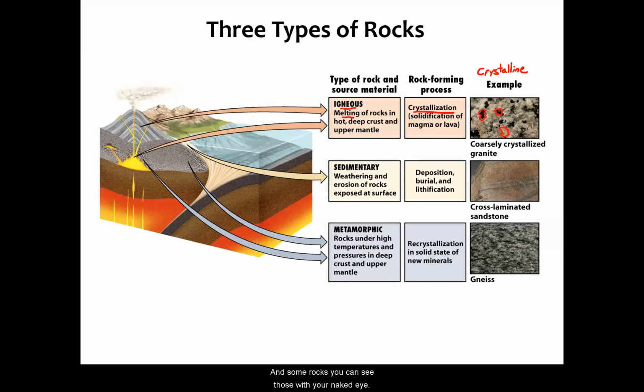In some rocks, you can see those with your naked eye. In some rocks, the crystals are too small and you could only see them with a microscope. But if you had that microscope, you could again see that their texture is going to look very similar to this. They're going to be made of individual crystals. Let's take a look at where those form, right?